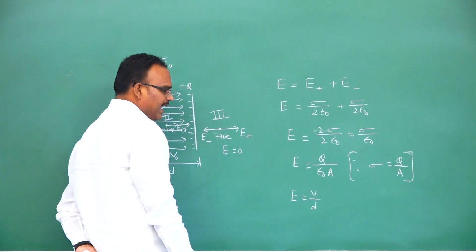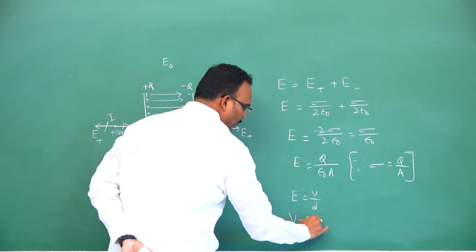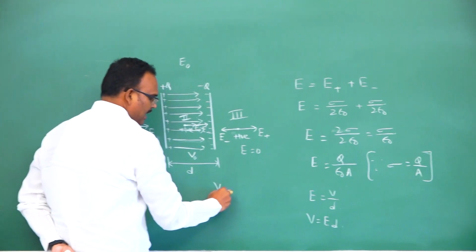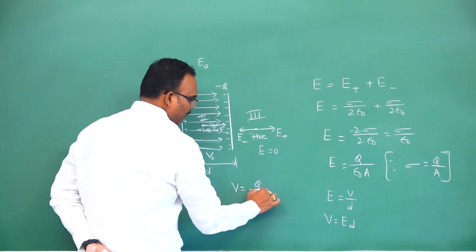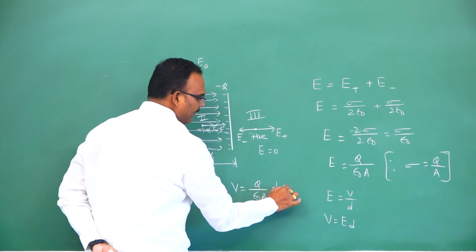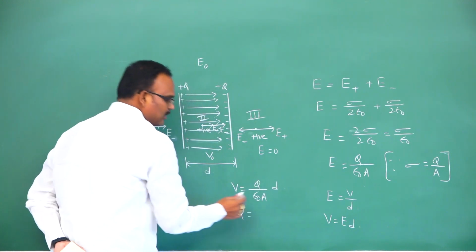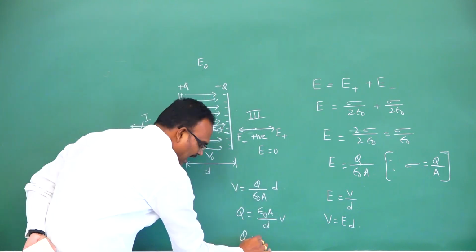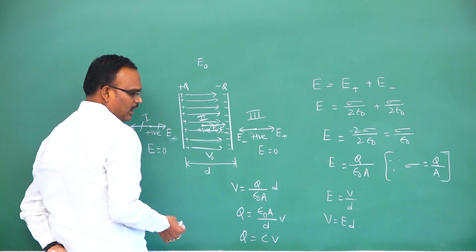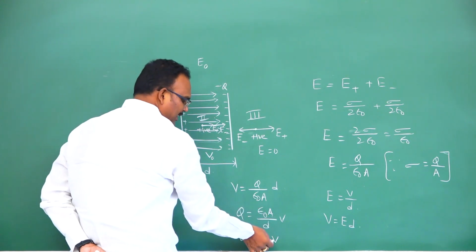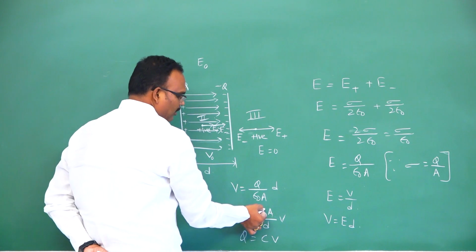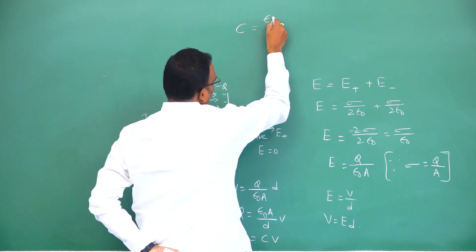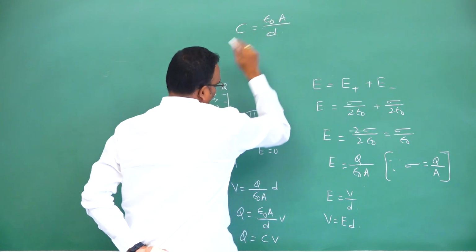V is equal to E into d. If we substitute the E value here, then V is equal to Q by epsilon naught A into d. Now I will write this expression in terms of Q: Q is equal to epsilon naught A by d into V. We know that charge Q is equal to CV. If we compare these two equations, then C is equal to epsilon naught A by d. So the capacitance of a parallel plate capacitor is epsilon naught A by d.